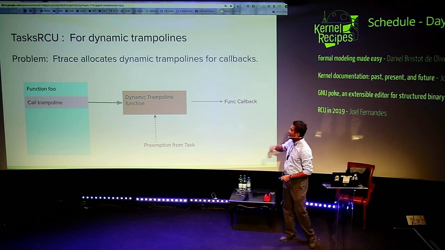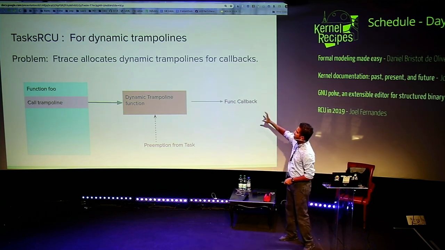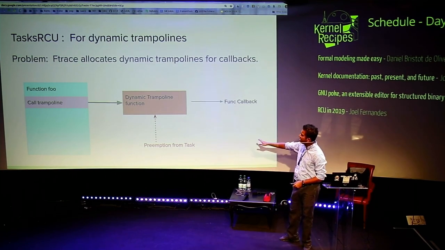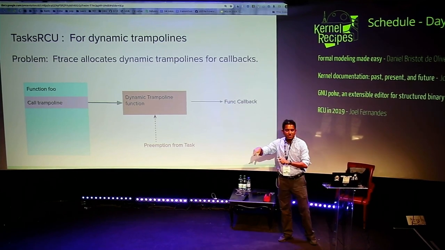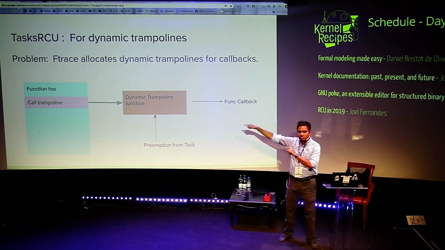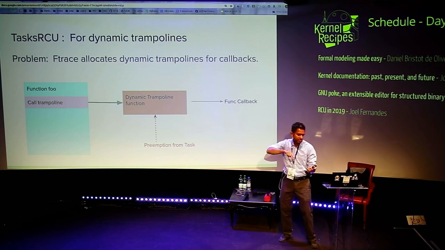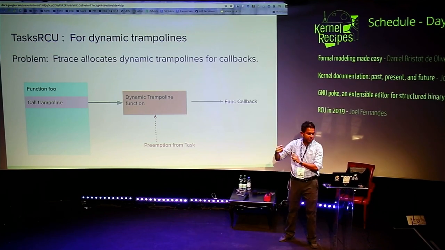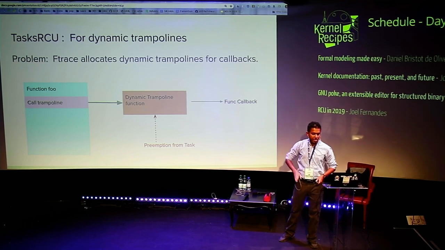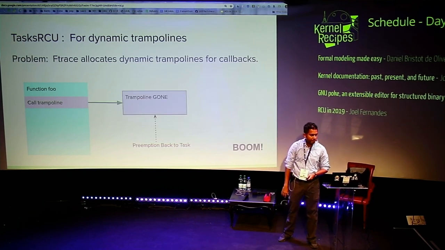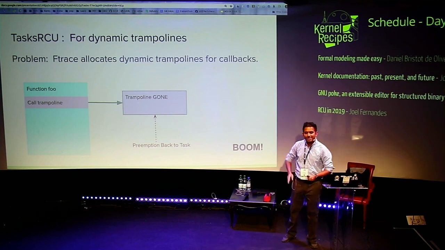So what's going on? Or what's the problem? So the problem is that ftrace allocates these dynamic trampolines for callbacks, as I was describing. And when you're on this trampoline, you're about to call into the function callback that registered to run when this function executes. And you get preempted right in the middle, right? The task gets preempted right in the middle of that. And something else is running.